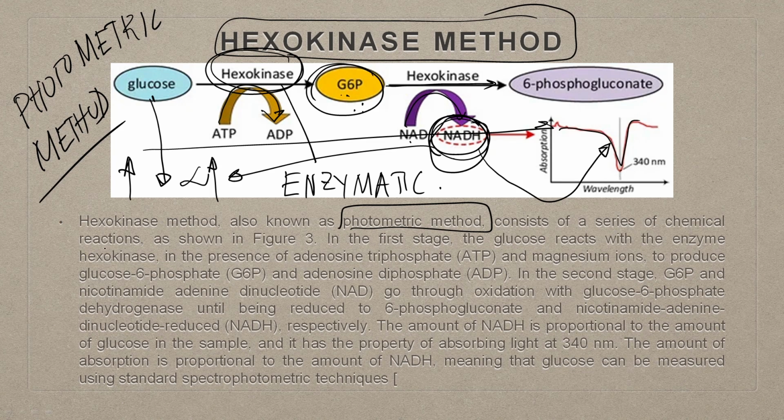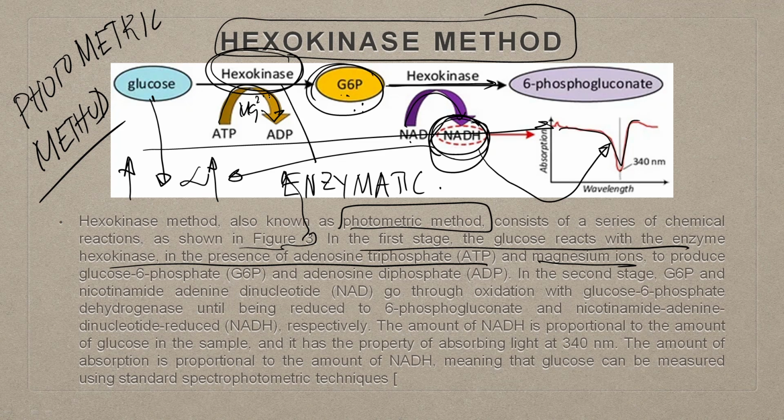consists of a series of chemical reactions as shown in the figure. In the first stage, the glucose reacts with the enzyme hexokinase in the presence of ATP, adenosine triphosphate, which is the energy molecule, and magnesium ion. So, this is what you just have to add.